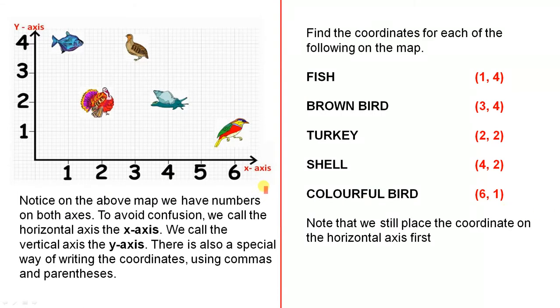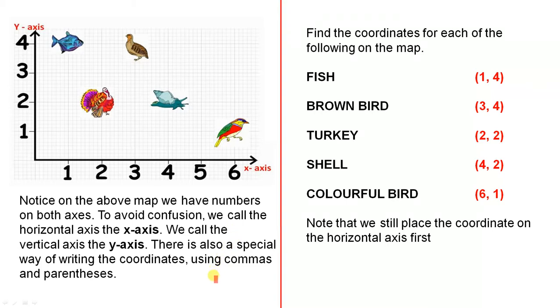Notice on the above map we have numbers on both axes. So basically on that line we've got numbers, and on that line there we've also got numbers. To avoid confusion, we call the horizontal axis the x-axis. So just give that a name and call it the x-axis or the x-line. And we call that the y-axis or the y-line. We call the vertical axis the y-axis.